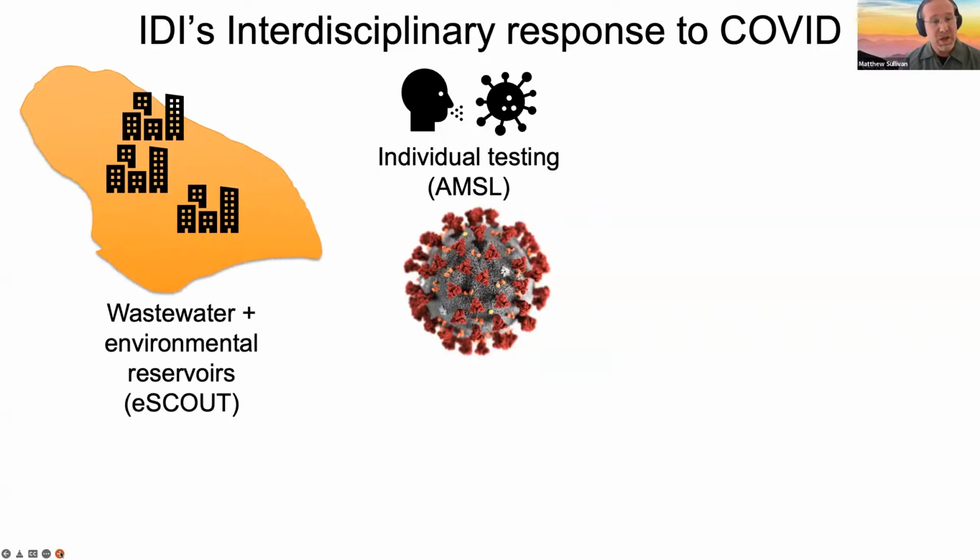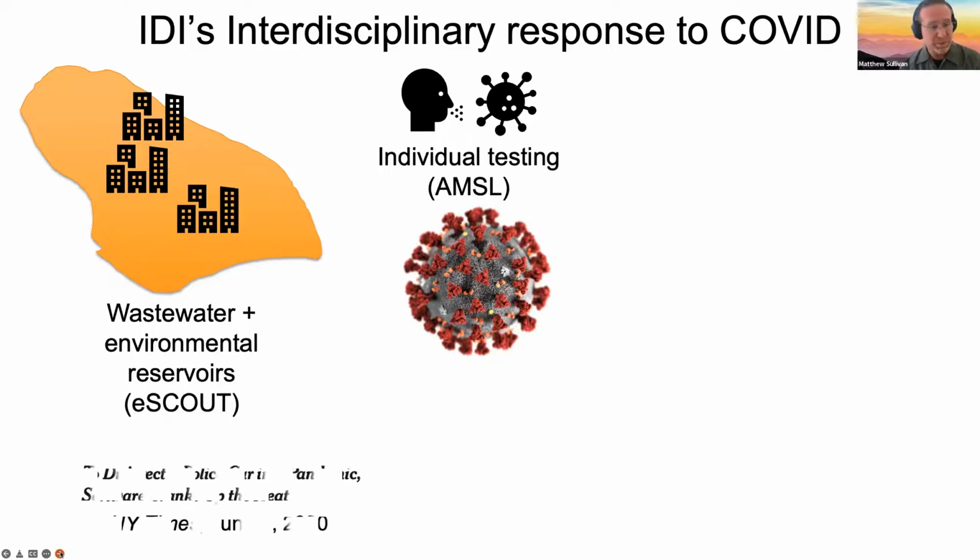Now, those data could also be plugged in and complemented by monitoring at the level of wastewater and environmental reservoirs. In fact, this group, the eScout group, surveyed many kinds of animals to look for reservoirs, and many of them were blanks. But you may have seen in Nature right before Christmas last year a publication that they put out on white-tailed deer being a large reservoir for many different variants of COVID. And so that has changed the way that we all think about COVID epidemiologically.